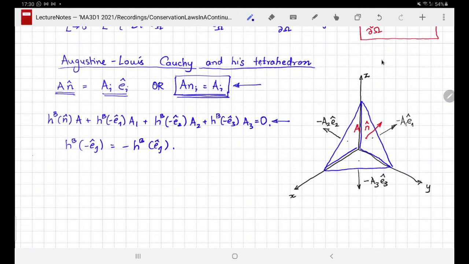the last expression we derived simplifies to h_B of n hat equals h_B of e_j hat times n_j. Wow, that's a remarkable result. This result means that if the surface source term is known for three orthogonal directions, along the three e_j's, then it can be found for any arbitrary direction n hat by taking this sort of combination.